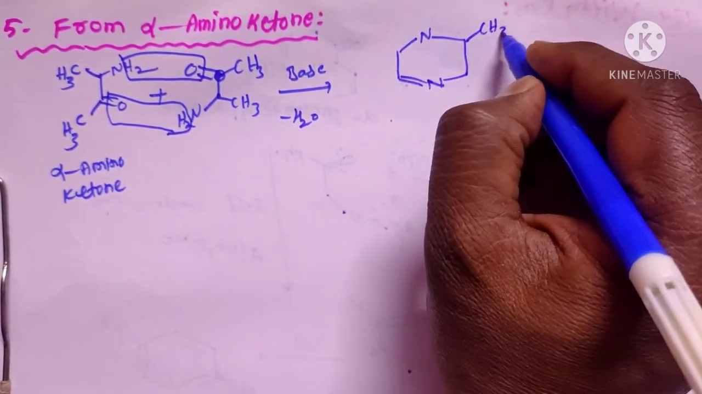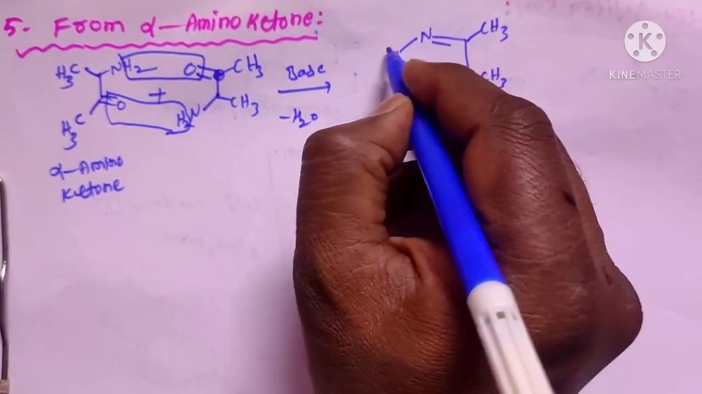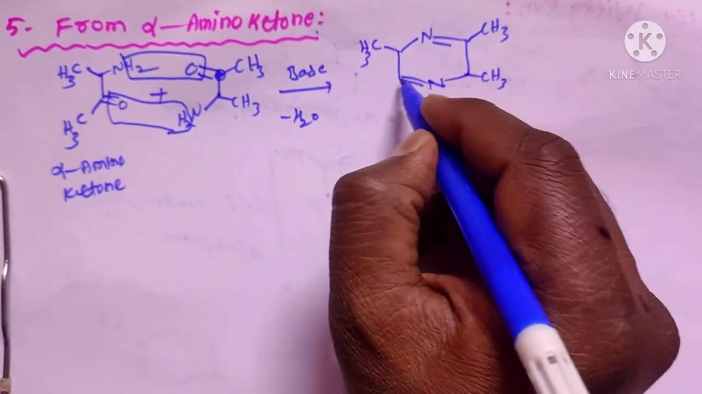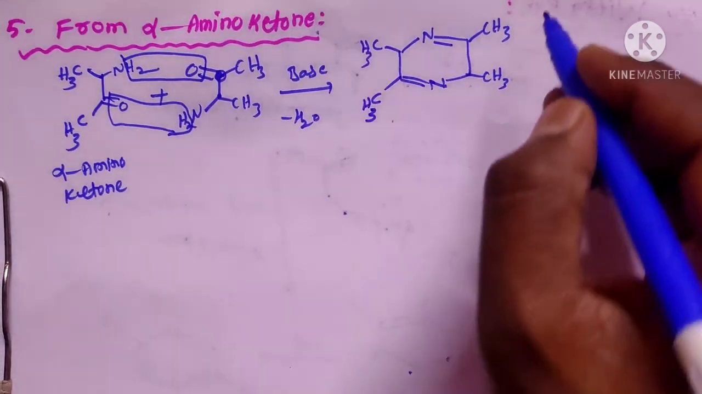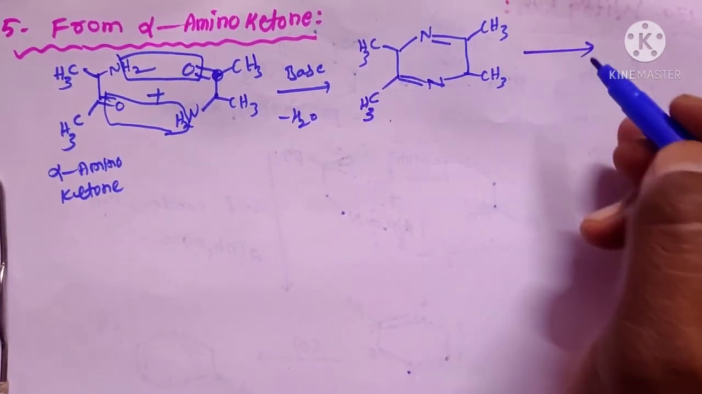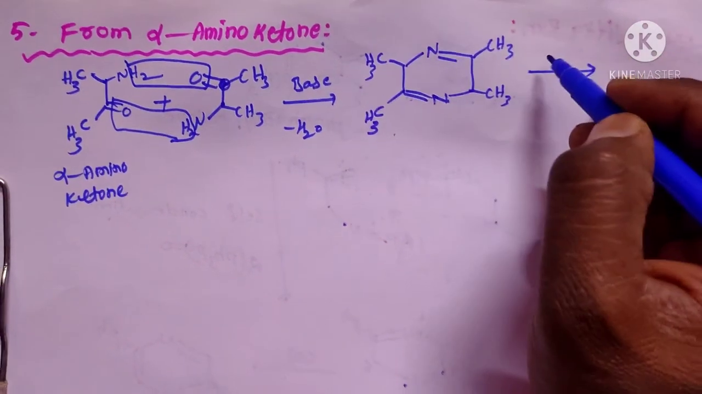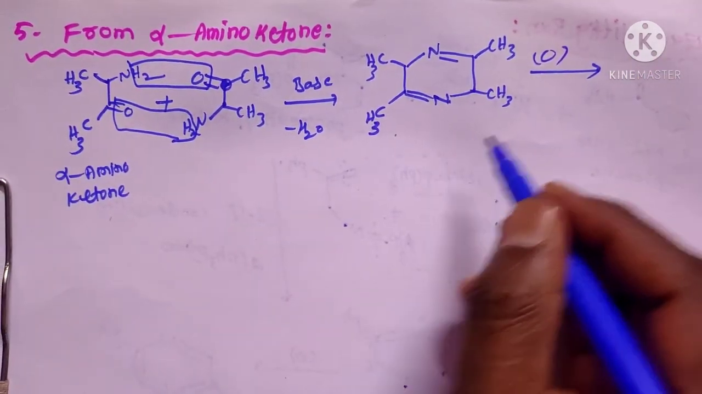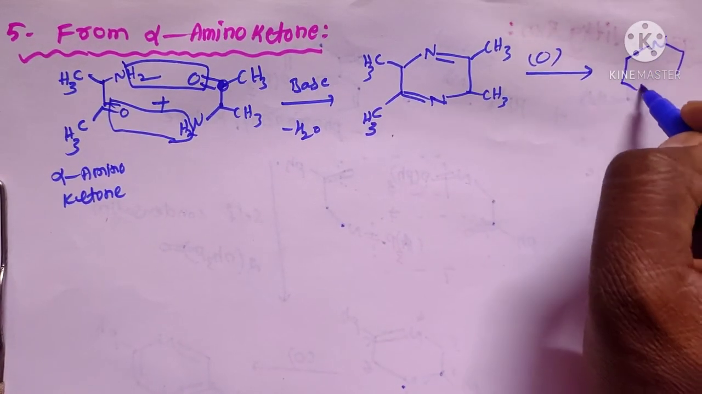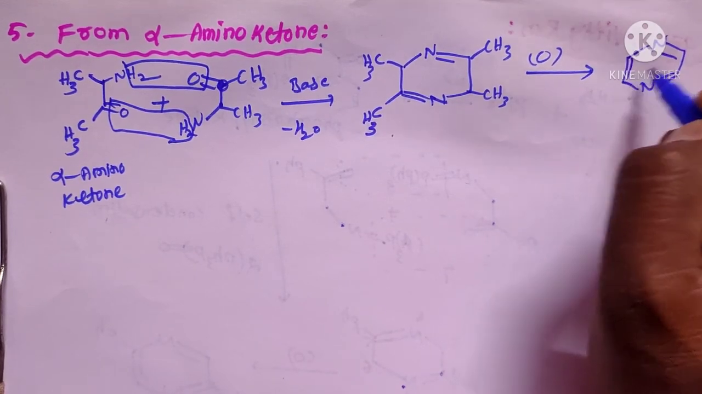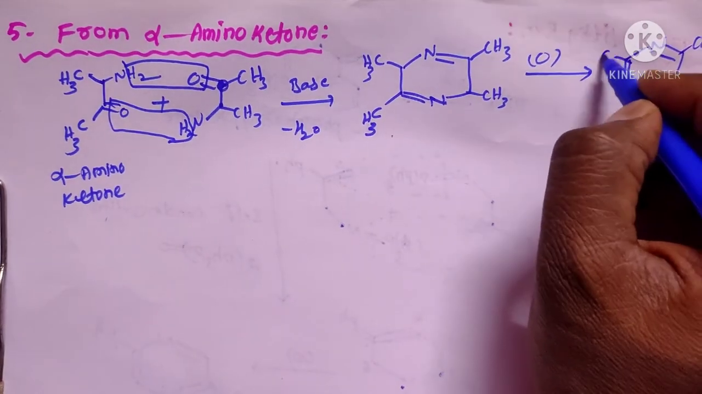Alpha amino ketone. So we get a condensed product here. So it is the reduced form of the pyrazine. To get the oxidized product, that means the pyrazine, we have to oxidize this one. On further oxidation, we get the pyrazine product. So this is the tetramethyl pyrazine.